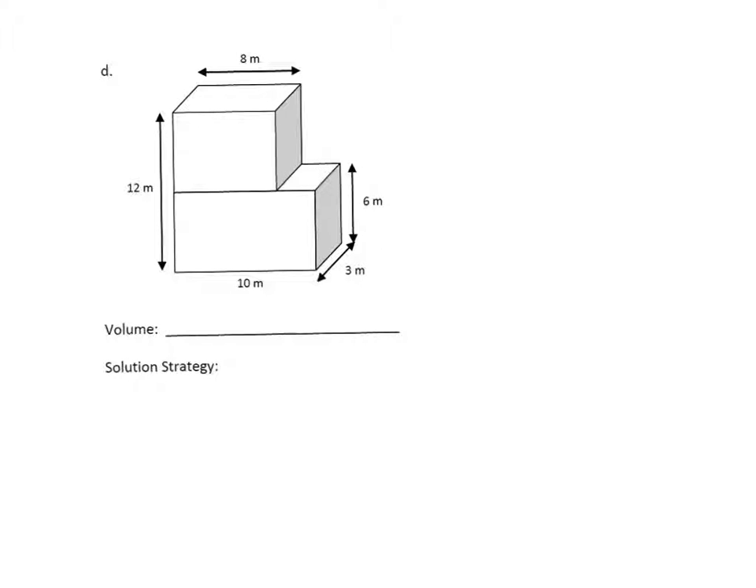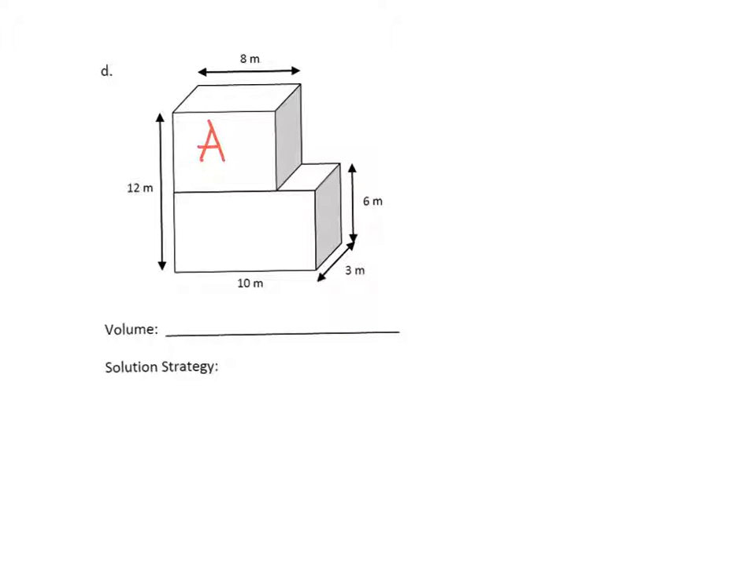Welcome to Module 5, Lesson 6. Today we're figuring out the volume of composite figures, or in other words, figures that are made up of more than one rectangular prism put together. For this first problem, and for all these problems, the key really is organization.